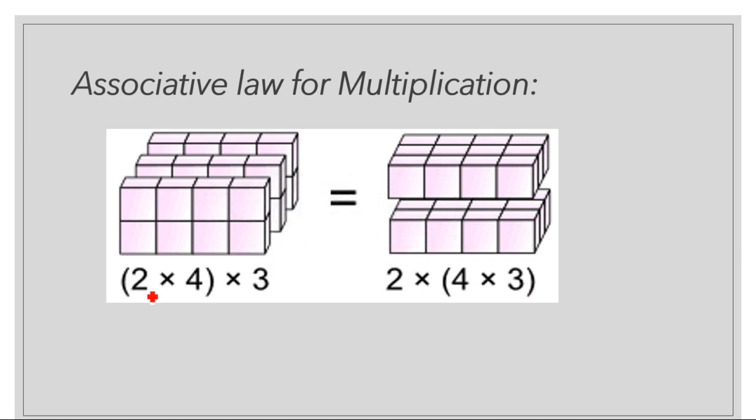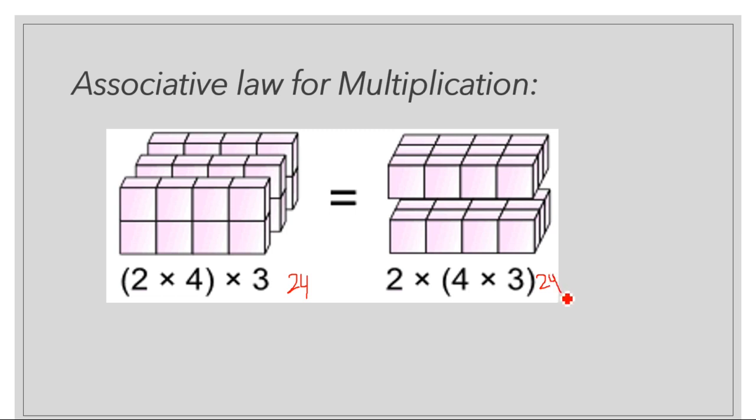Here we have multiplied 2 by 4 and then multiplied by 3, and on the right hand side first we multiply 4 by 3 and then multiply by 2. On this side we have grouped 2 and 4, and on the right hand side we have grouped 4 and 3 and then multiplied by the other number. So 2 multiplied by 4 is 8 and 8 multiplied by 3 is 24. And when we multiplied 4 by 3 we got 12, and 12 multiplied by 2 we got 24.